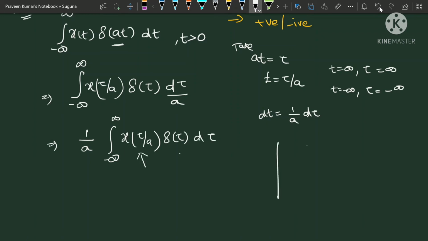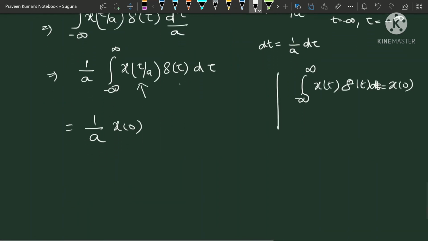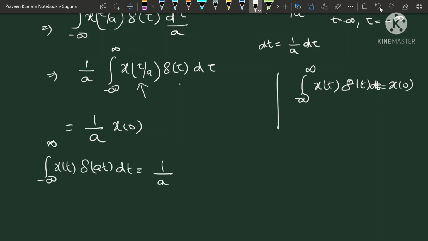From the first property, integration minus infinity to plus infinity of x of t delta of t is equal to what? x of 0. In this first property, x of t can be anything, but when multiplied with delta the result is x of 0. So this is equal to 1 by a into x of 0. So we have got: integration of x of t delta of at dt is equal to 1 by a x of 0, when a is greater than 0.